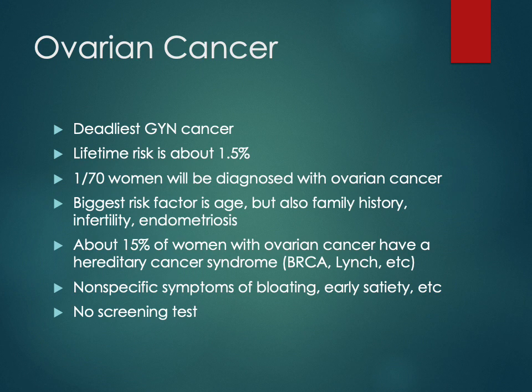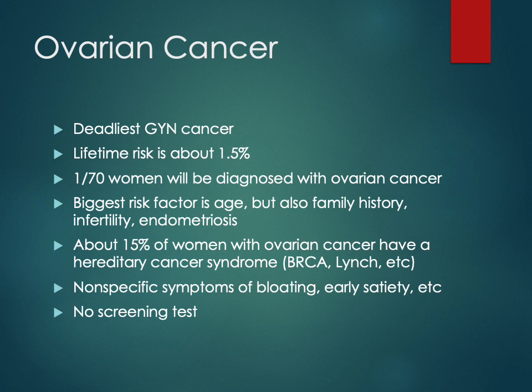Ovarian is the deadliest GYN cancer, and about 1 in 70 women will be diagnosed with it in their lifetime. Age by far is the biggest risk factor, and this is always a CREOG question. But also family history, nulliparity and infertility, and a history of endometriosis, particularly for endometrioid and clear cell carcinomas. About 15% of women with ovarian cancer have a hereditary cancer syndrome. Most of them are BRCA, but some have Lynch syndrome.